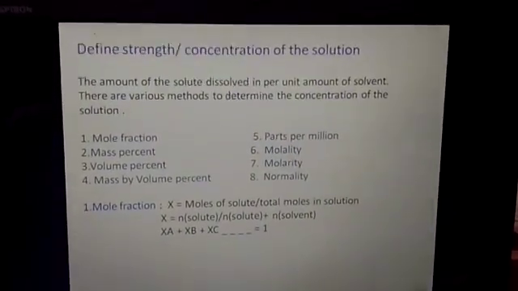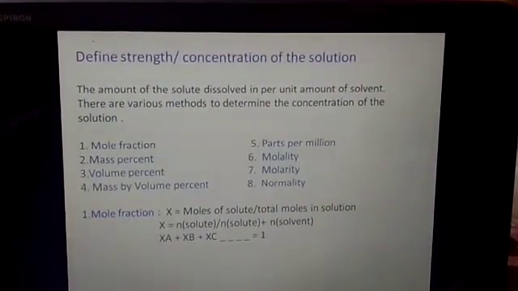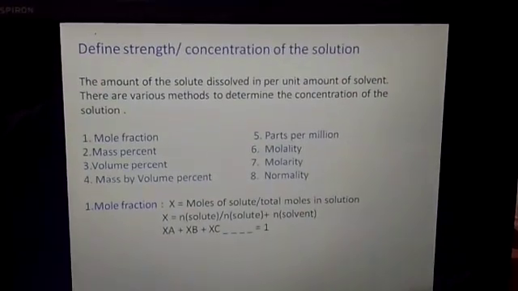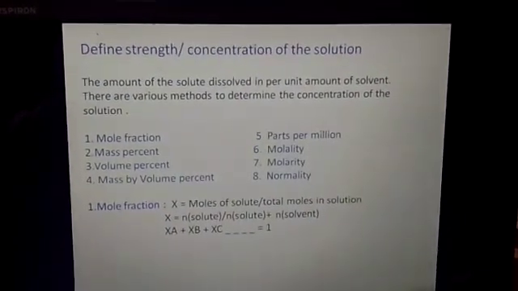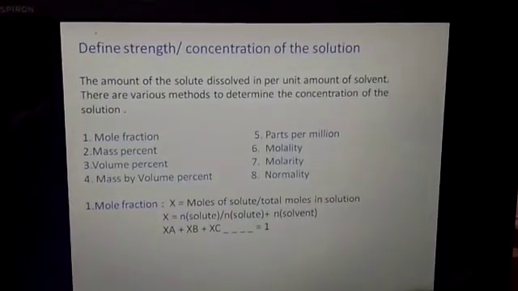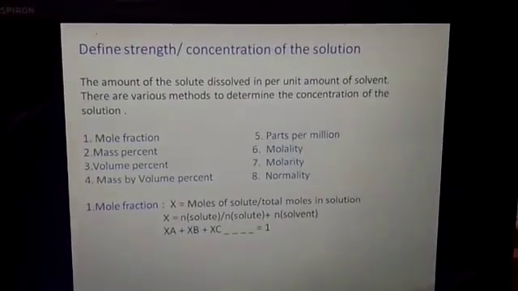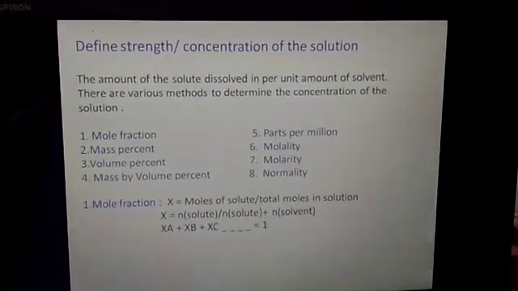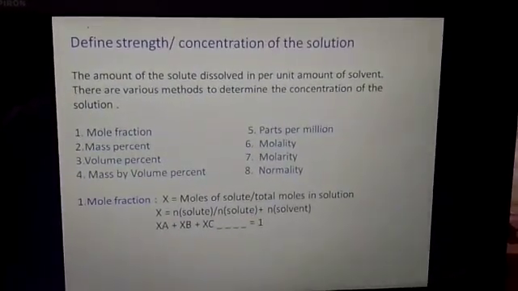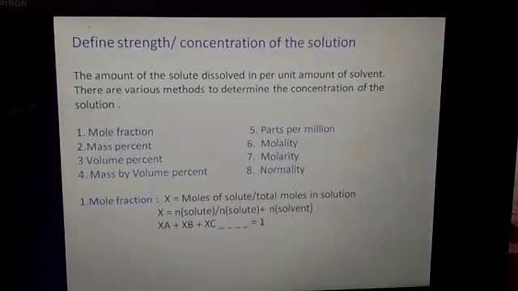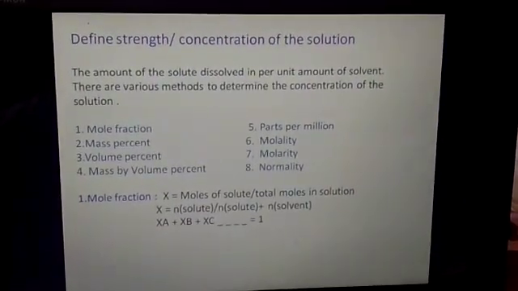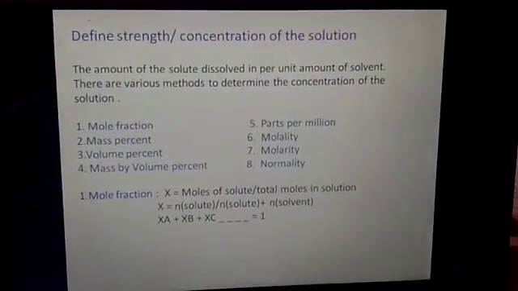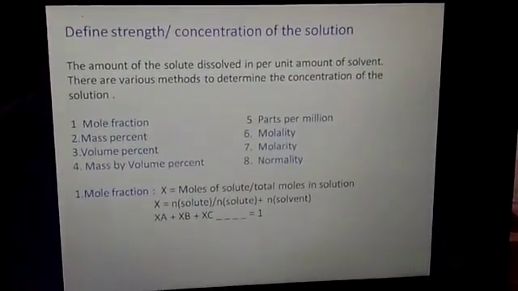How can we express the concentration of the solution? The concentration of the solution, or its strength, can be determined by the amount of the solute dissolved per unit amount of the solvent. There are various methods by which we can determine the concentration of the solution. These are mole fraction, mass percent, volume percent, mass by volume percent, parts per million, molality, molarity, and normality.